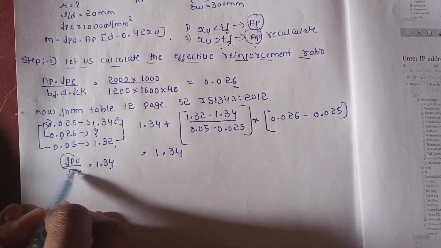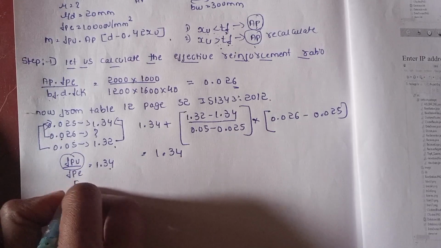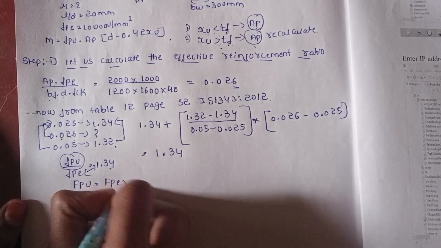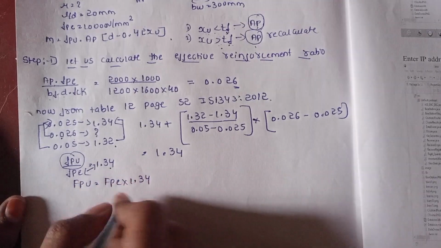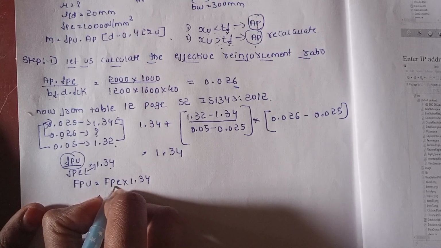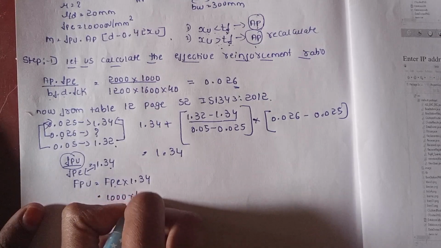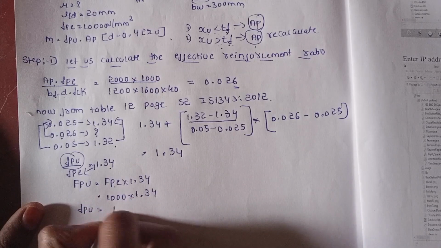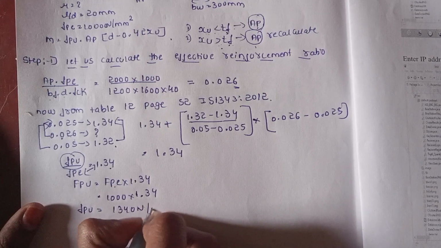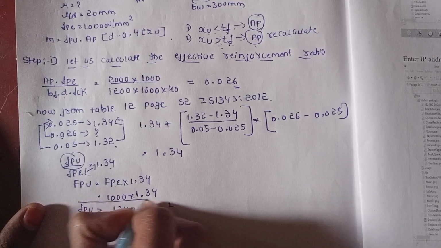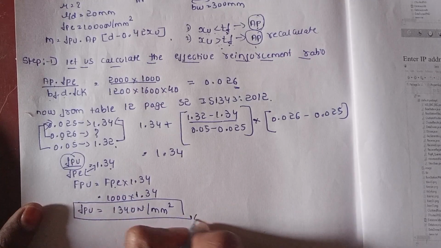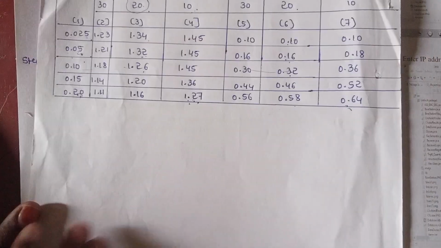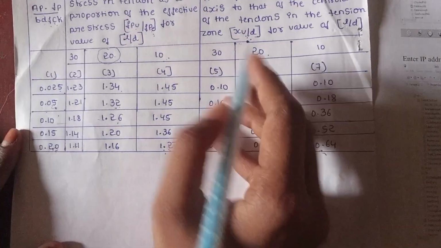Now we want FPU value, so FPU equal to, by cross multiplication, FPE into 1.34. FPE value is given in the question, 1000 into 1.34. So now we got FPU value as 1340 Newton per mm square. Similarly we find XU by d value, again from the table.